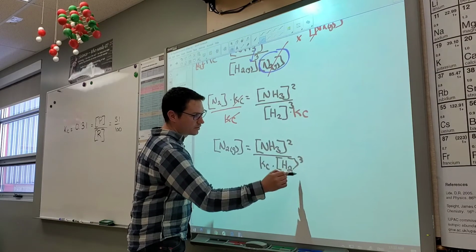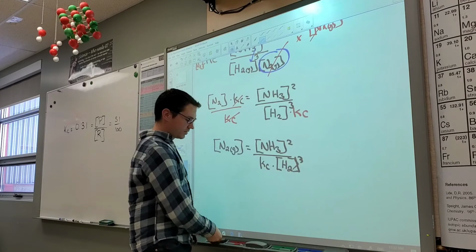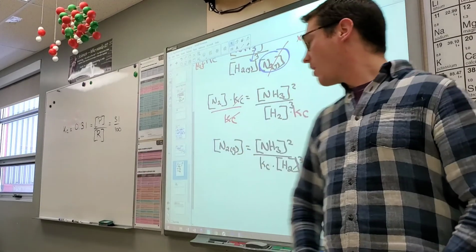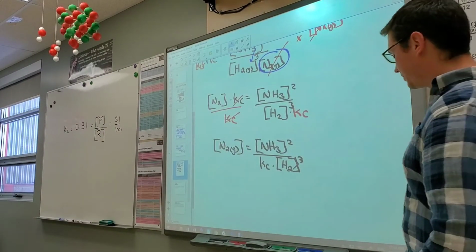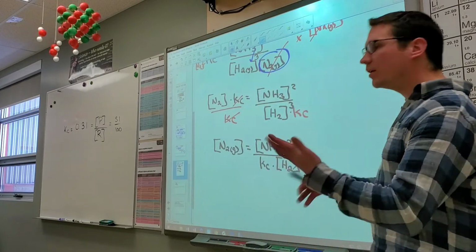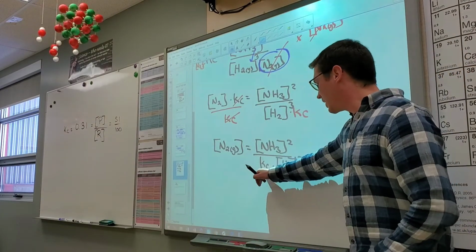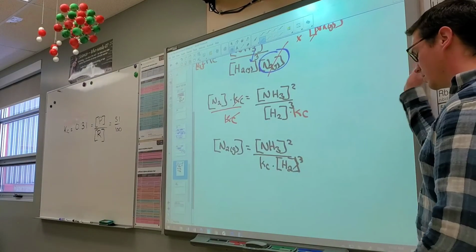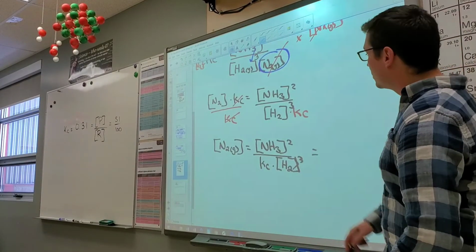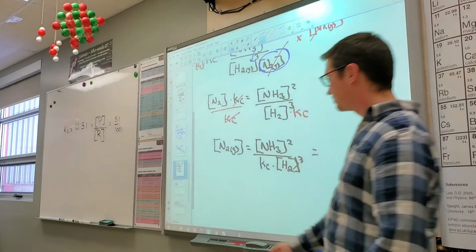Oh man, the square brackets are giving me trouble. Okay. So rearranging, hopefully that was okay. This is the ammonia concentration divided by the Kc and the hydrogen concentration. Thank you. So we could plug our information in.